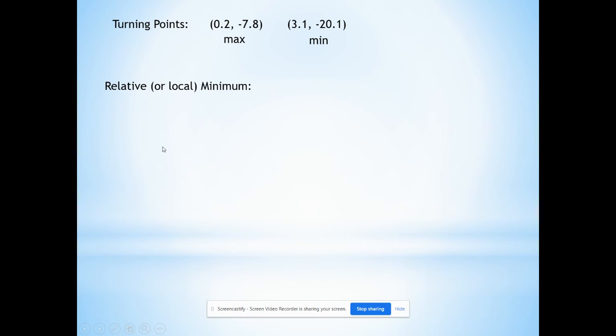But now when I'm saying what is the relative or local minimum, I know I just go to the y value of this particular one here. This minimum would just be negative 20.1. And when I'm trying to find my relative or local maximum, I know it's the y value of the one I labeled max. So it just makes that a little bit simpler for me.